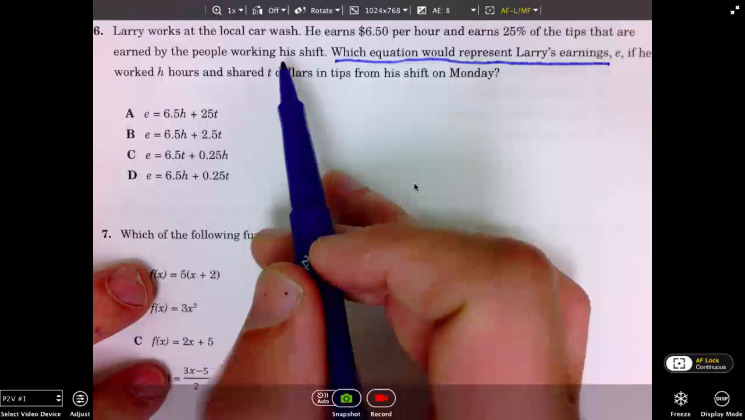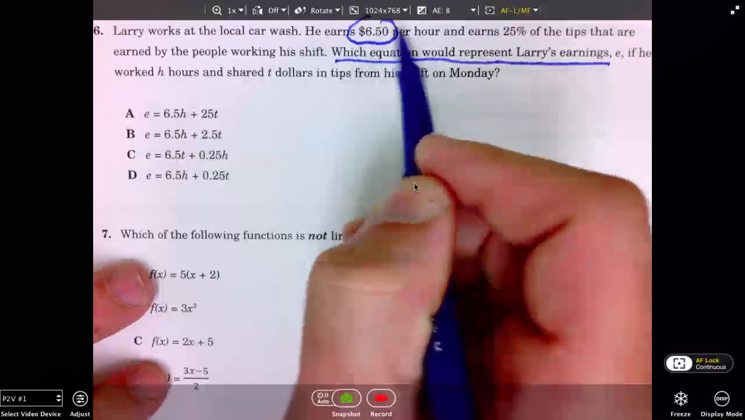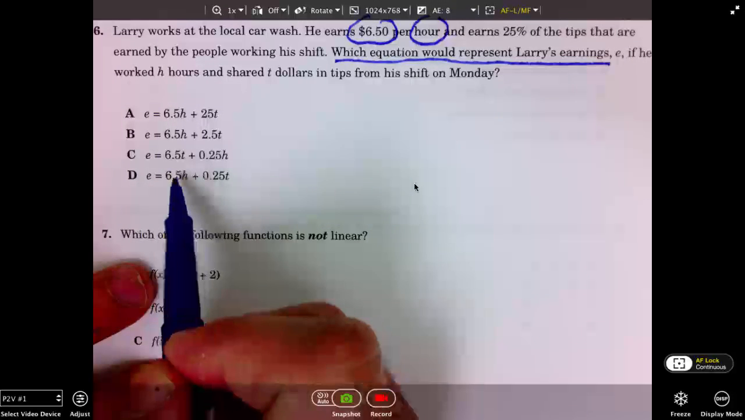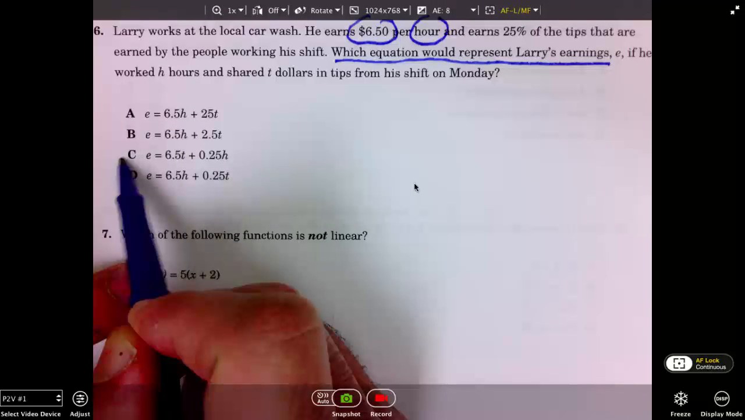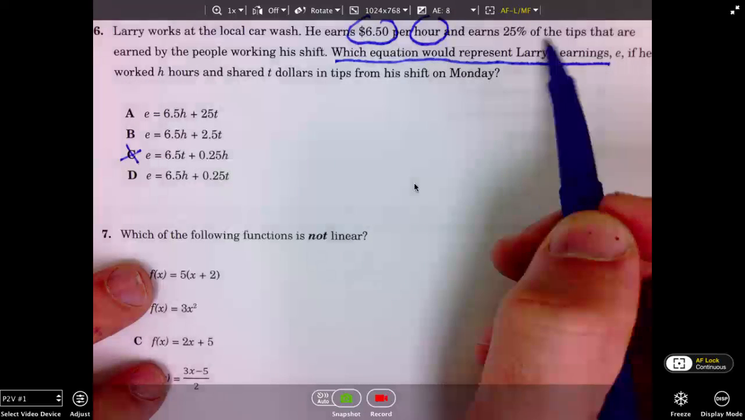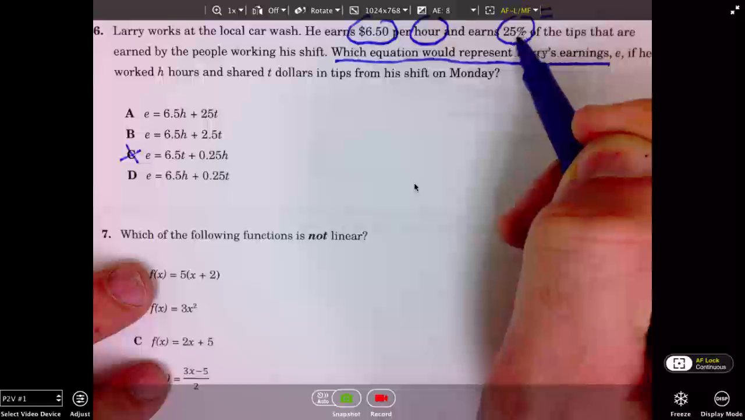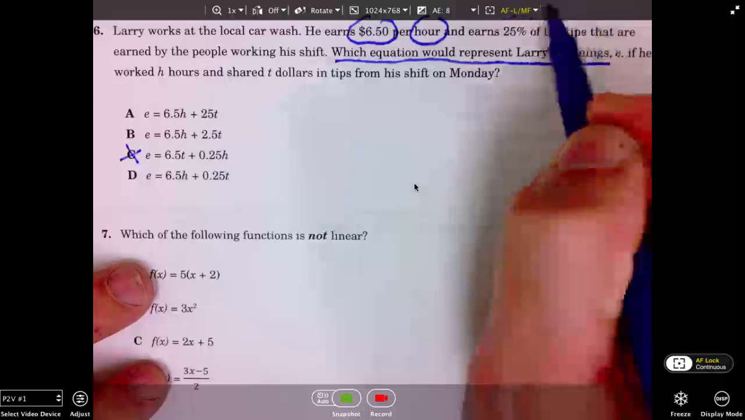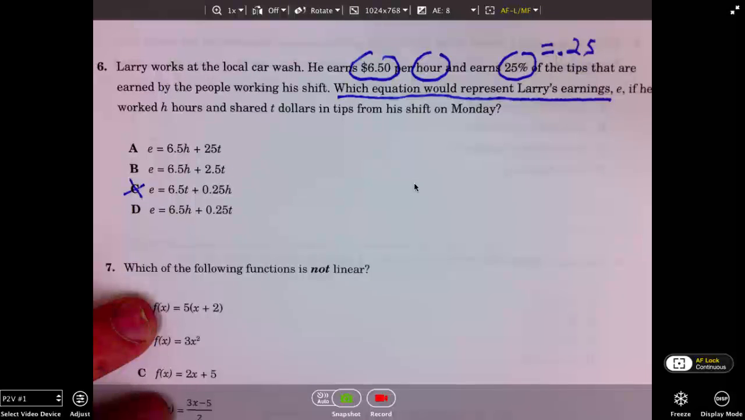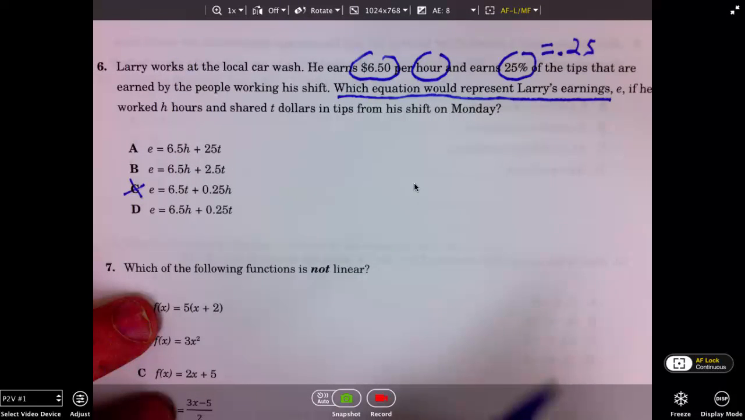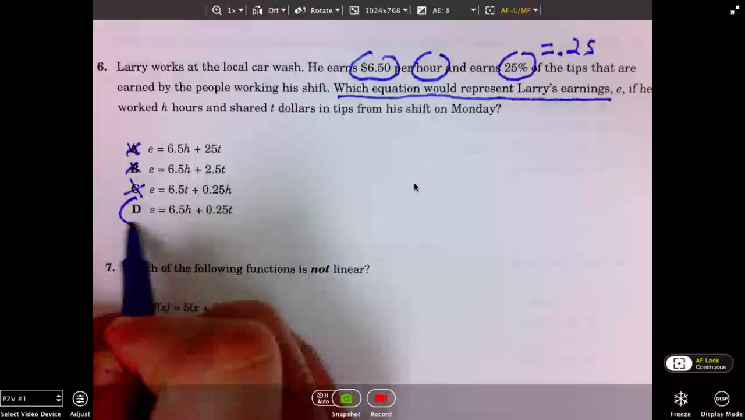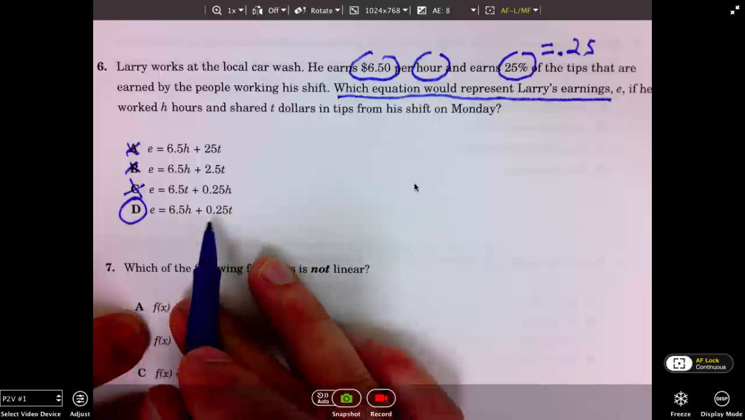Alright, so we know we need $6.50 per hour. We need 6.50 times H. Everybody but C shows that. We can eliminate C. We need 25% of his tips. Well, it's going to be necessary to convert this 25% to a decimal by moving it 2 places to the left. 25% is 0.25. So now we want one that says 0.25 times the tips T. Not A, not B. D is the best answer here. $6.50 per hour plus 25% of the tips.